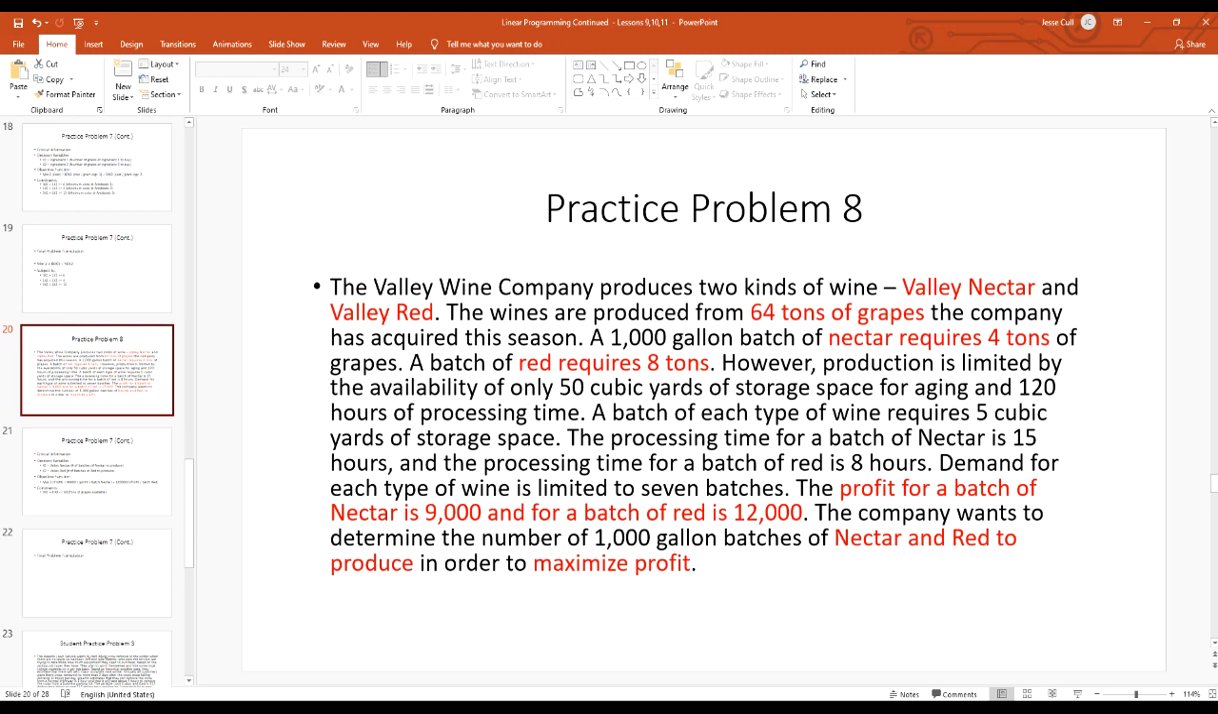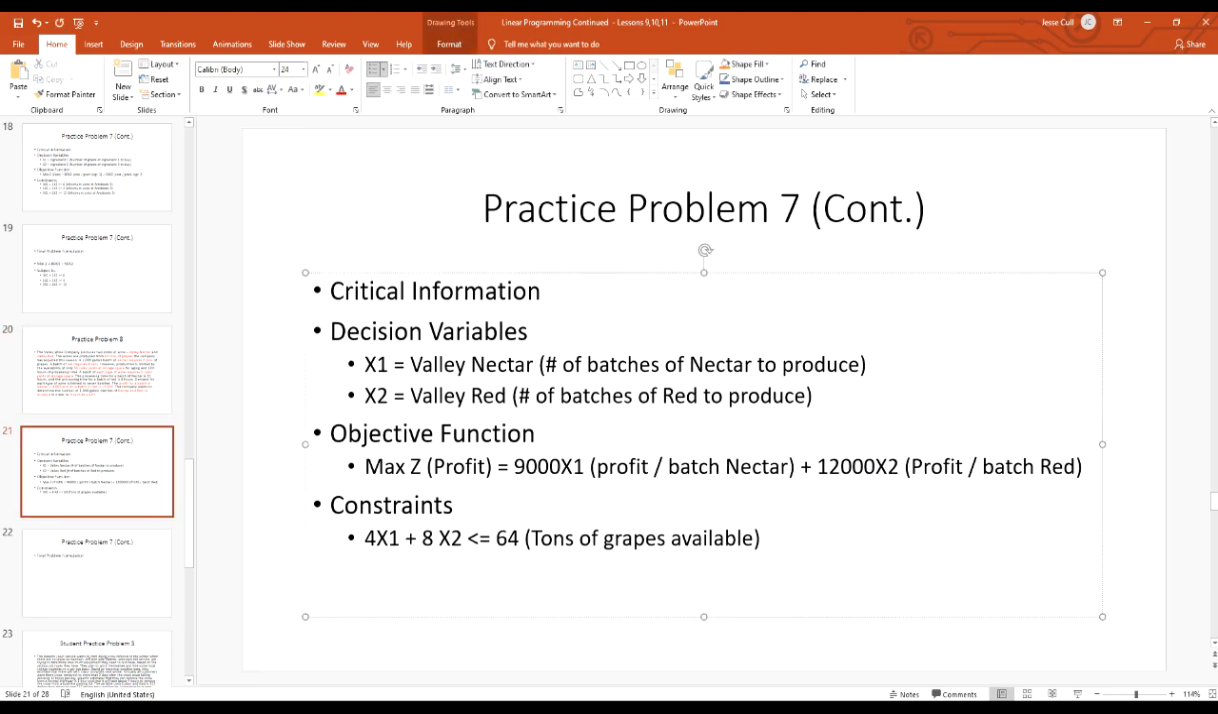All right, we come back in, we check again. Production is limited by 50 cubic yards of storage space. Each type of wine requires 5 yards of storage space. That's our second constraint. So in this situation, 5x1 plus 5x2 less than or equal to the 50 yards of storage space available.